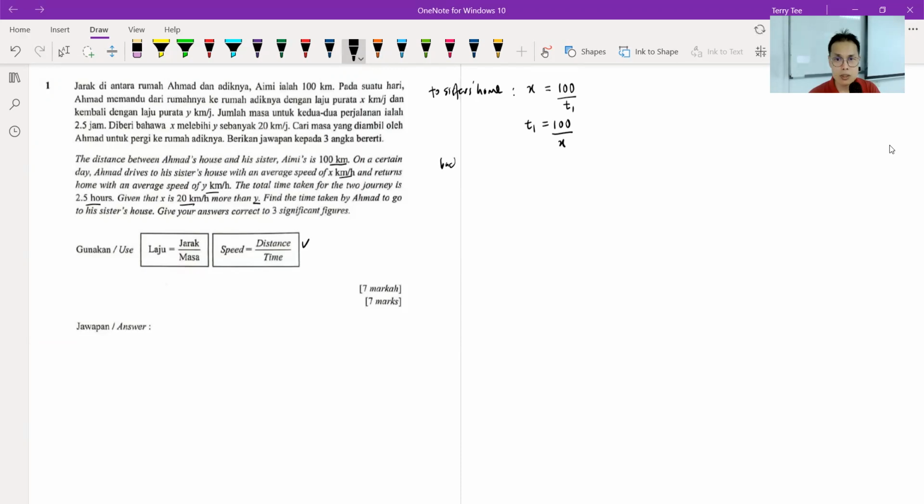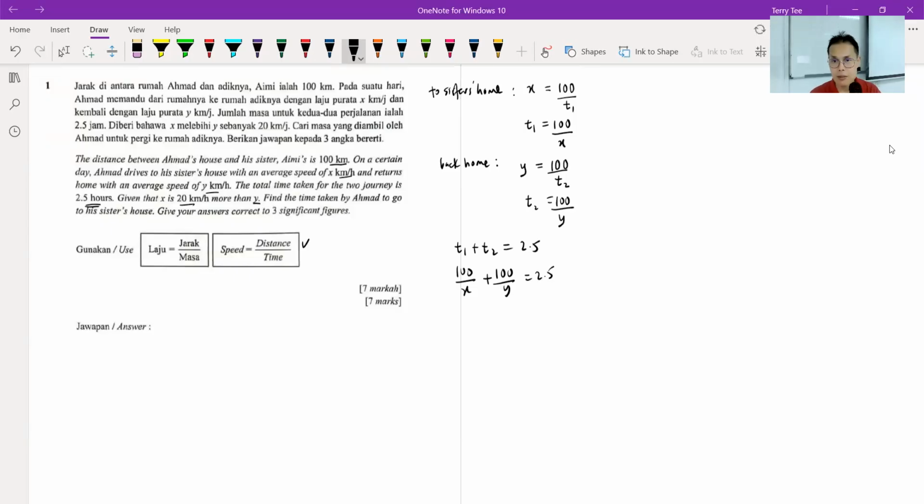Now, the second journey is, of course, to go back home. The speed is faster, it is Y, and speed equals distance, also 100, over time, let's call it T2. Now, why do I call it T1, T2? Because we know the total time taken is 2.5 hours, so we can use T1 plus T2 equals 2.5. But first, we have to make T1 and T2 the subject. T1 is 100 over X, T2 is 100 over Y. So T1 plus T2 equals 2.5, so 100 over X plus 100 over Y should be 2.5.